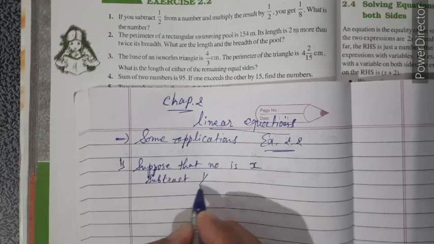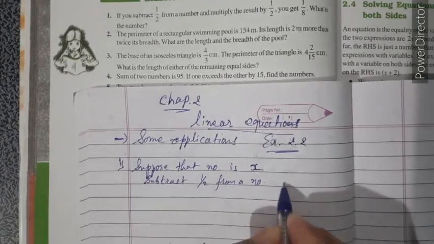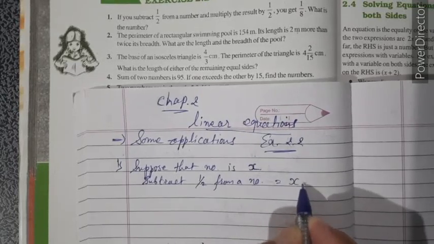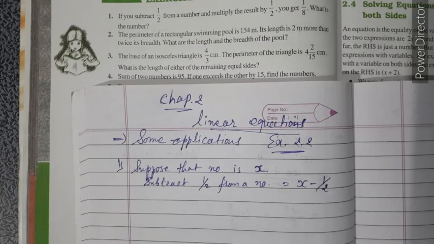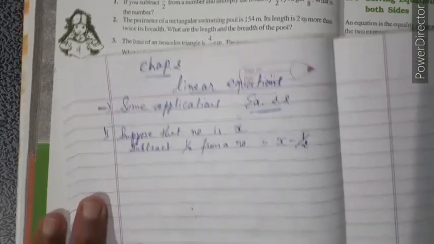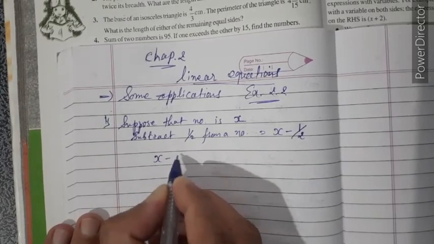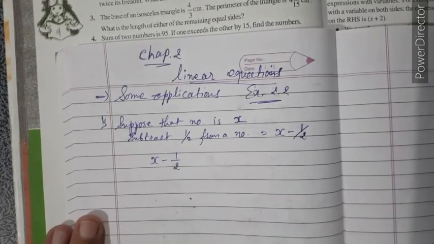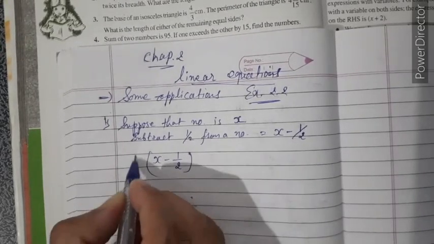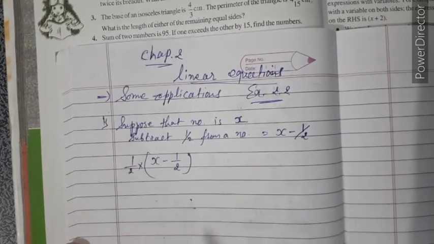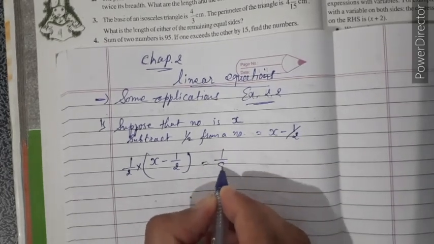subtract 1 half from a number means x minus 1 half. Okay. Then multiply the result by 1 half, so our result is 1 upon 2 into (x minus 1 upon 2), and multiplying the result, our answer is 1 upon 8.